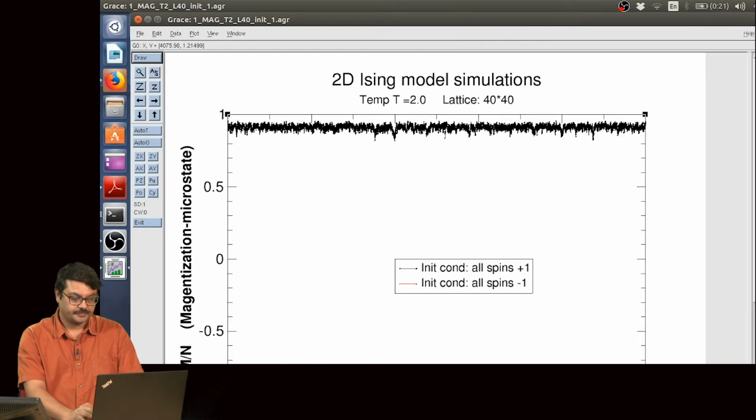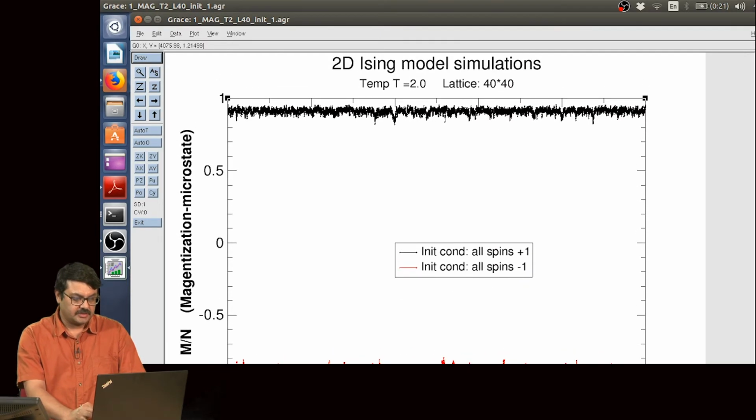So, here it is. It shows that the magnetization at a temperature of 2 and lattice size of 40 cross 40 started with all spins pointing up, but it is fluctuating around a value of say around 0.9. So, this is basically the fluctuation.